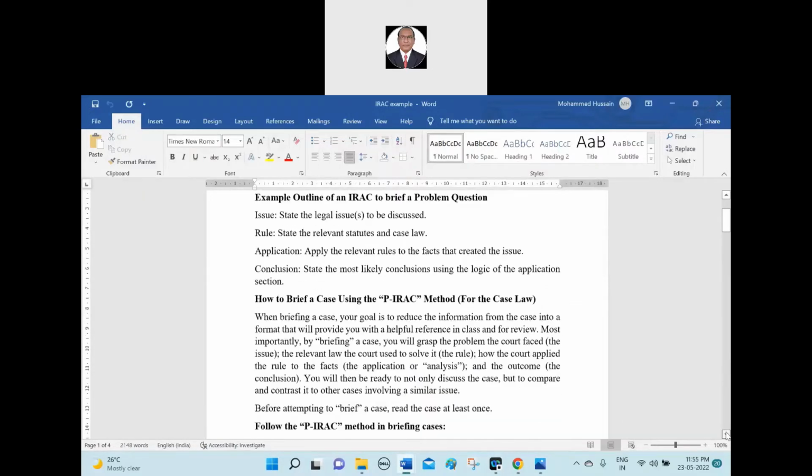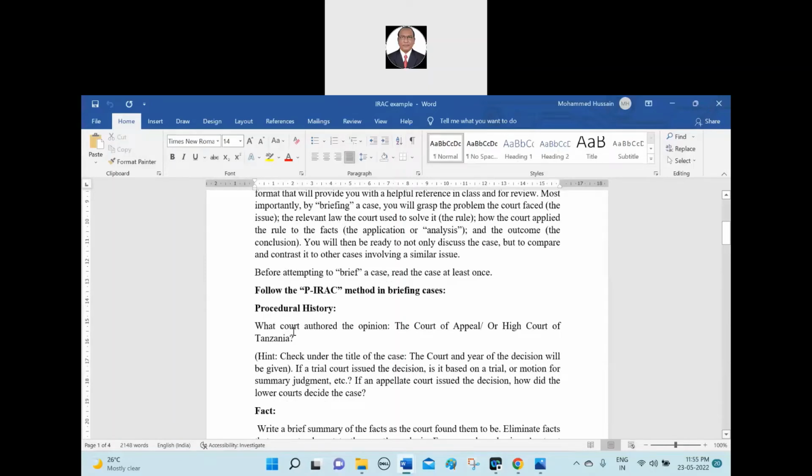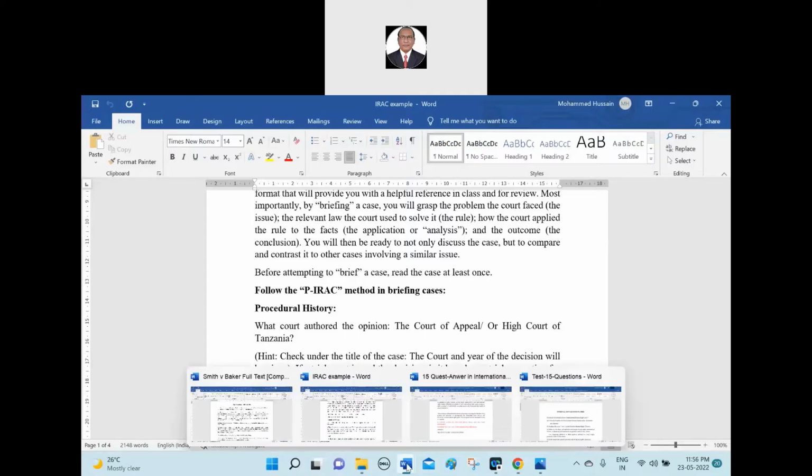What comes under procedure? The procedural history is a column. What court authored the opinion? The Court of Appeal or the High Court of Tanzania? The hint: check under the title of the case, where the court and the year of decision will be given. If a trial court issued the decision, it is based on trial or motion for summary judgment. If an appellate court issued the decision, how did the lower court decide the case? The disposition of the case should also be written in the procedure, in addition to the title of the case with the citation and who decided the case.